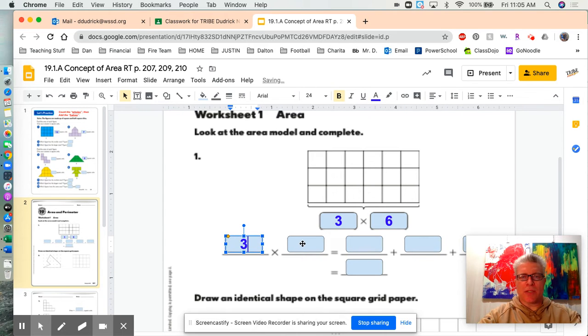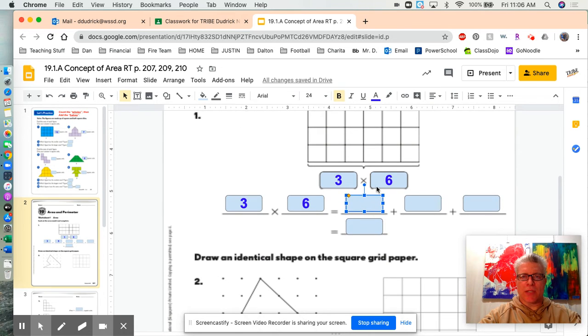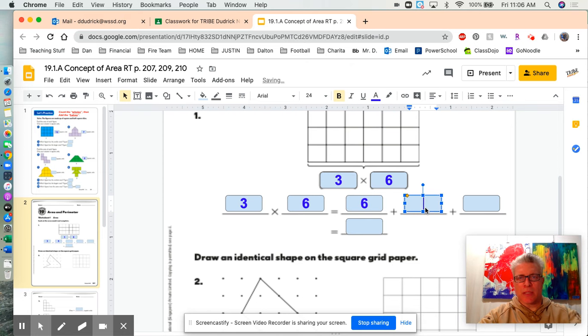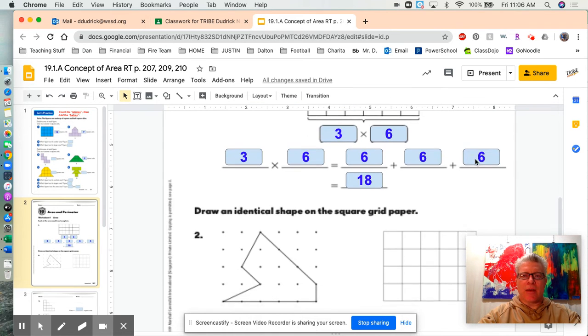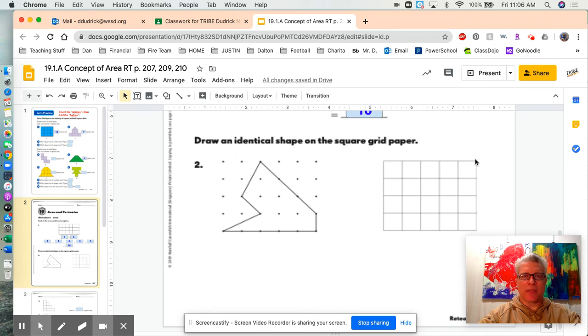So that gives us the dimension of 3 times 6, which, if we have 3 chunks, what will go in each of those chunks? So we have 3 groups, 1 group, 2 groups, 3 groups of 6. So we will have 6 plus 6 plus 6, or 3 groups of 6 for a total of 18 square units.